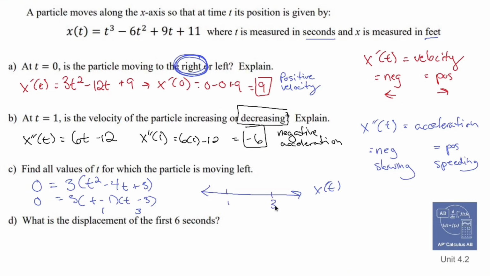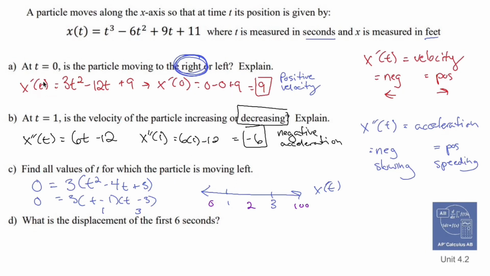I know it's moving left if at any moment I plug in a number into the derivative and get a negative number. I know it's moving right if I plug in any point into the derivative and get a positive number. So I'm going to plug in 0, I'll plug in 2, and I'll plug in positive 100 to see what I get.